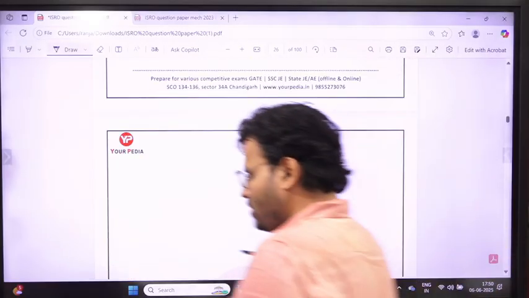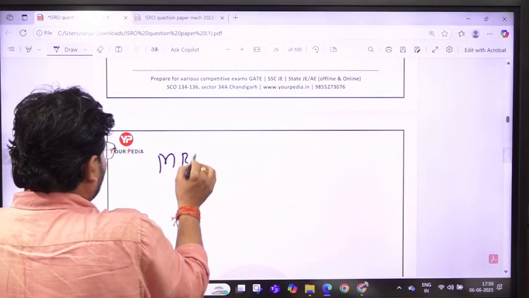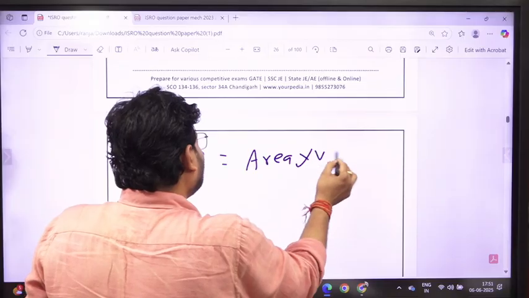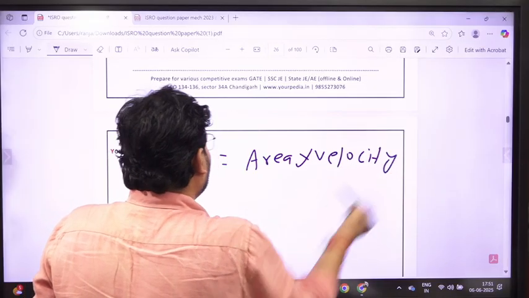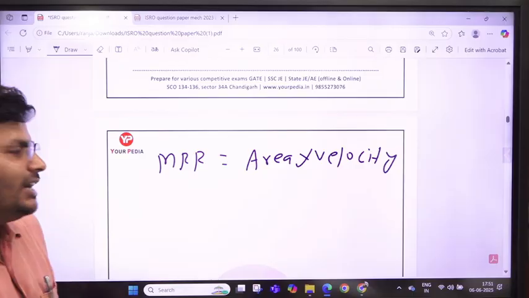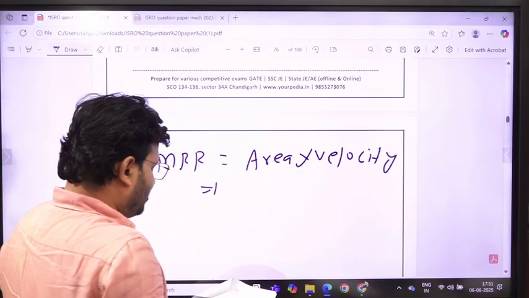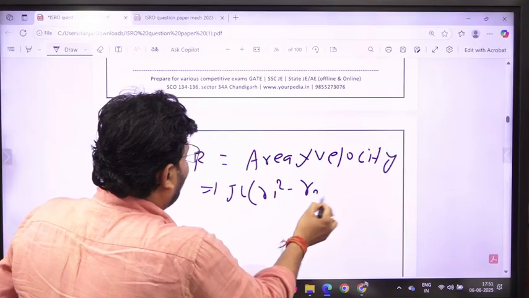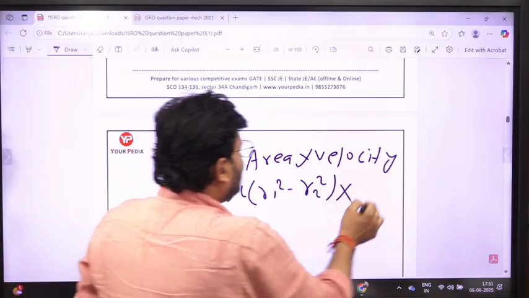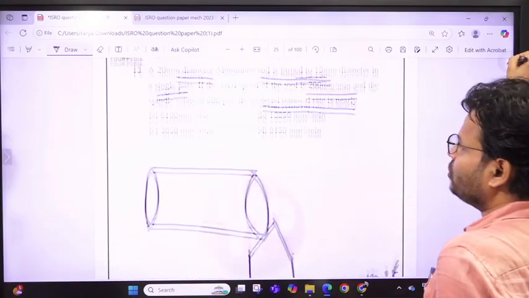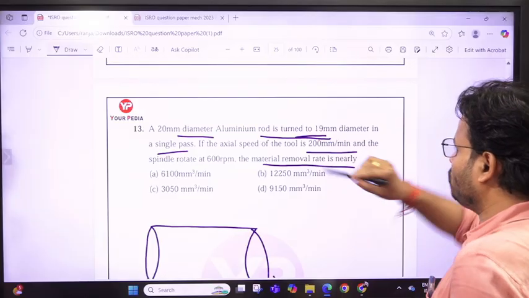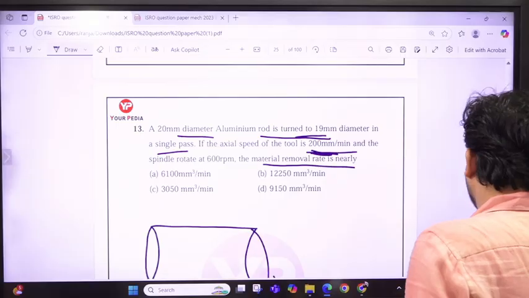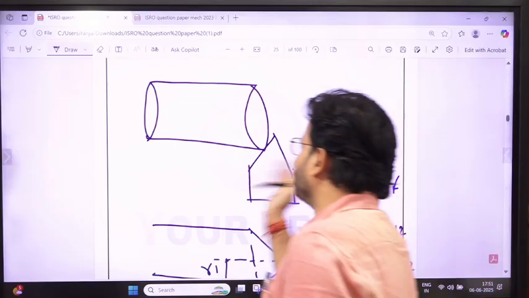So material removal rate will be simply area into velocity. Always, whenever you require a rate, material removal rate, discharge, it is area into velocity. So what will be the area? Pi into R1 square minus R2 square. What is the velocity? It is given: 200 mm per minute, the axial speed of the tool. That means in 1 minute the tool is going to move 200 mm.